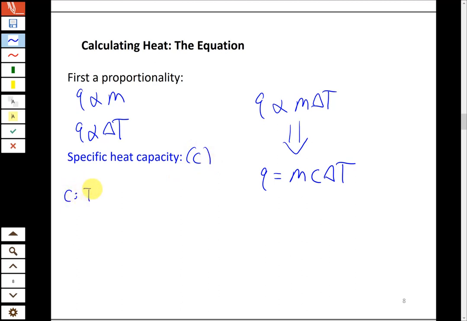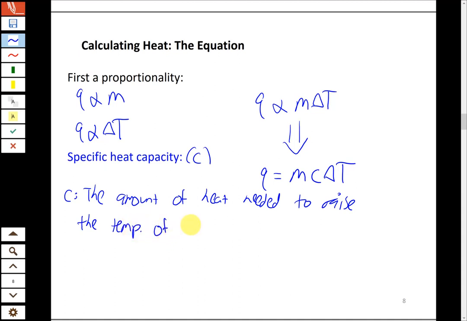So c represents the amount of heat needed to raise the temperature of 1 gram of substance by 1 degree Celsius. That's usually the units that we put it into. It's the amount of heat needed to raise the temperature of 1 gram of a substance by 1 degree Celsius.